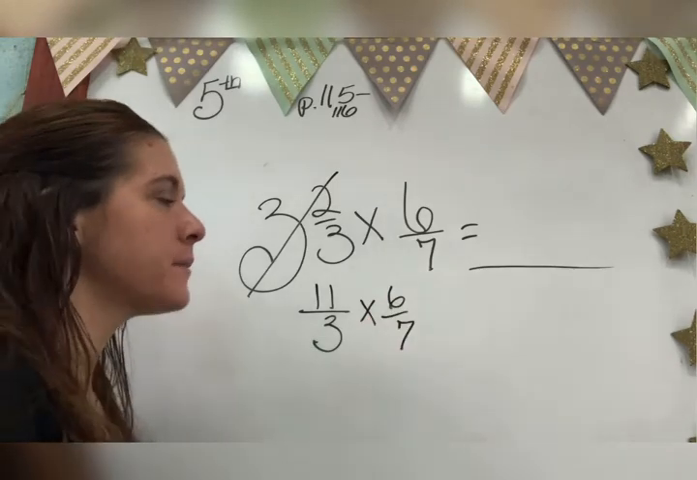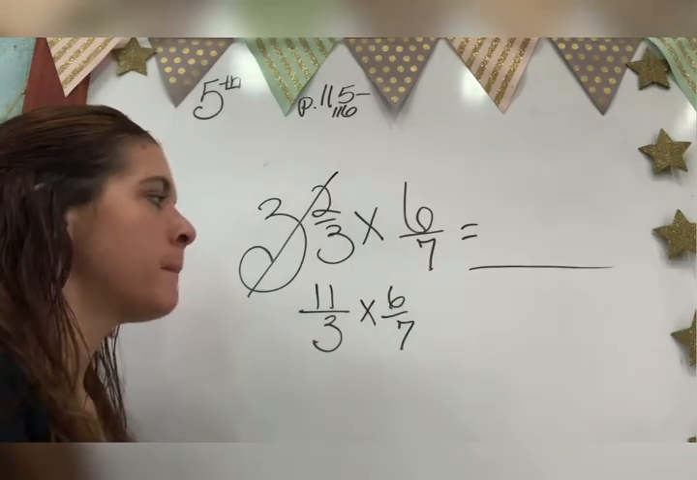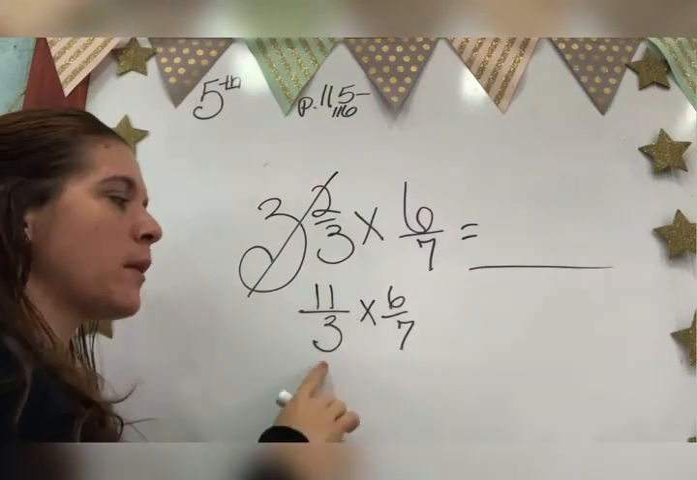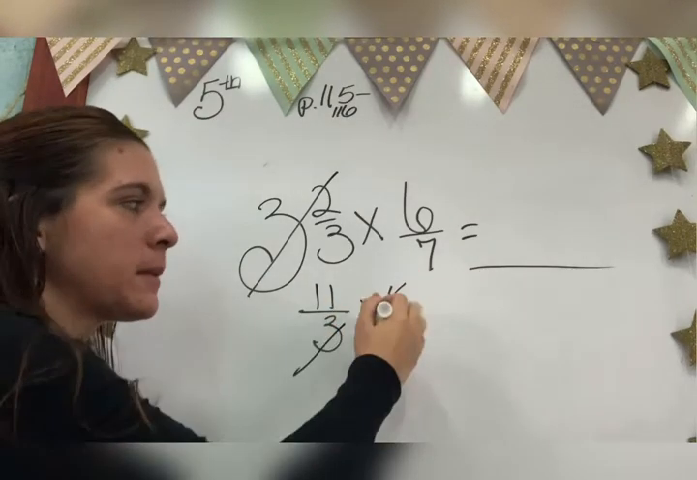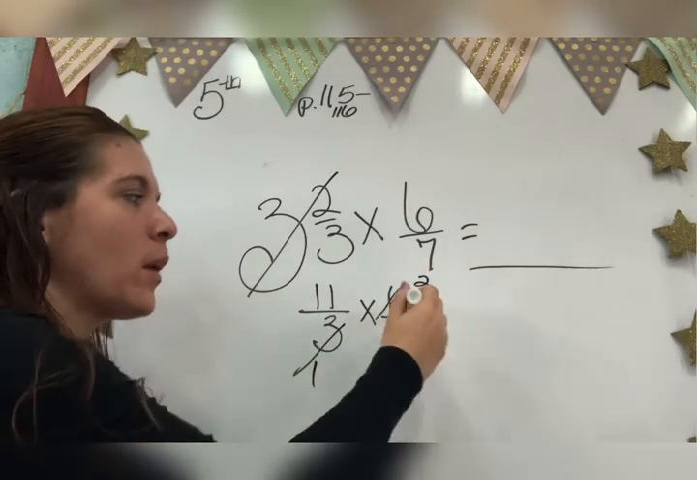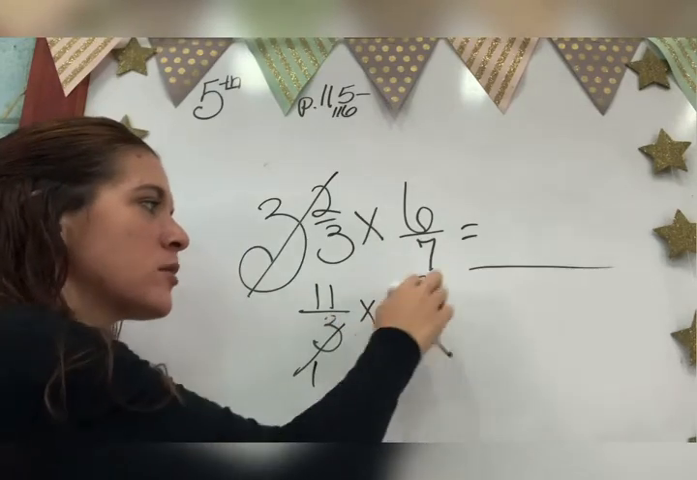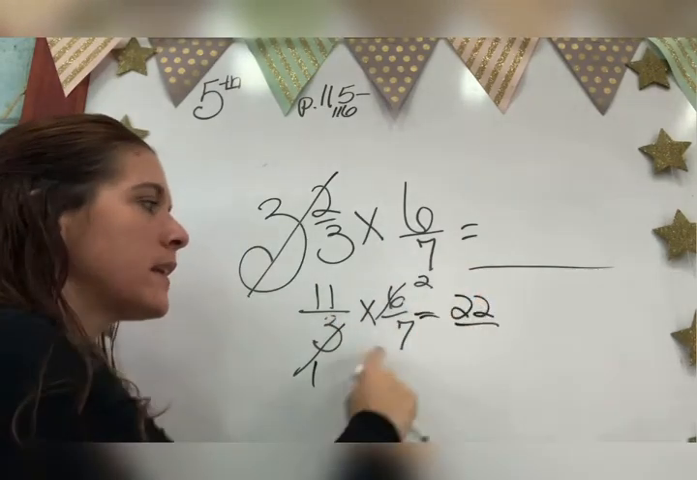Danielito, what next? You can't divide the 11 and 7, but you can with the 3 and the 6. Good job. What's this going to be up here? 2 down here. 1. Dwayne, what's next? Multiply. 11 times 2 is 22. And 1 times 7 is 7.